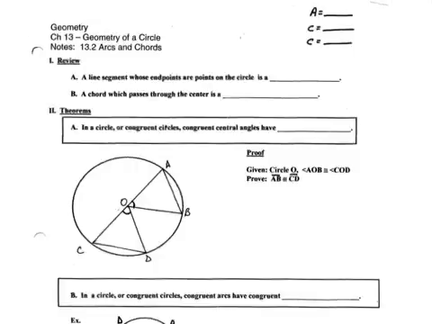In this lesson, we're going to look at the properties of arcs and chords in a circle, but we're going to first review a couple things. A line segment whose endpoints are points on the circle, remember that's called a chord. And a chord which passes through the center of a circle is the diameter. So a diameter is still a chord. It happens to be the longest chord in a circle.